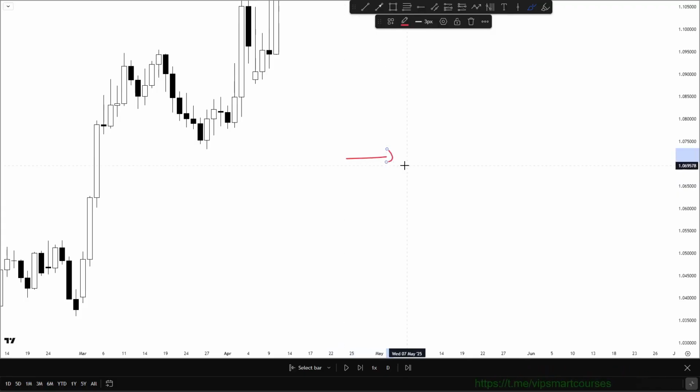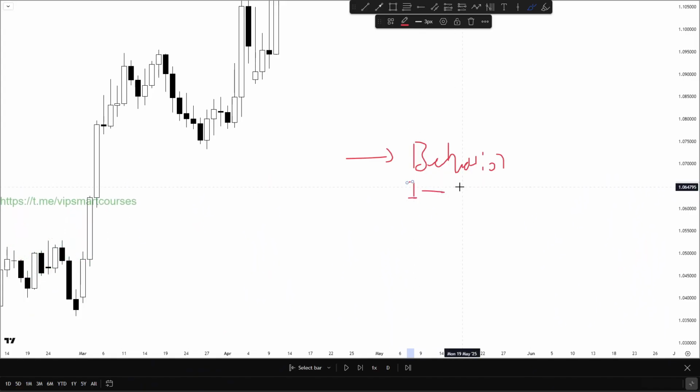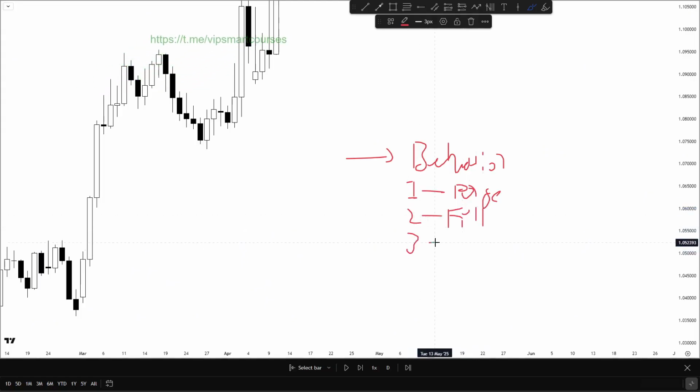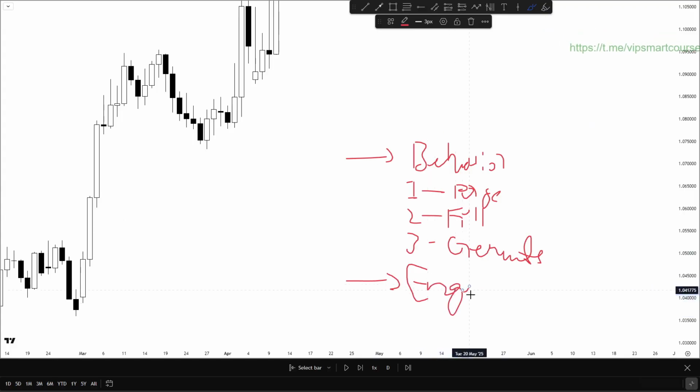So the first protocol or non-negotiable core component is that it must show a specific sort of behavior, and we talked about what those behaviors are. First of all, it has to either purge liquidity, fill liquidity, and or generate liquidity. And once it shows one of these behaviors, the second thing is that it must be engulfed by a candle or a group of candles.